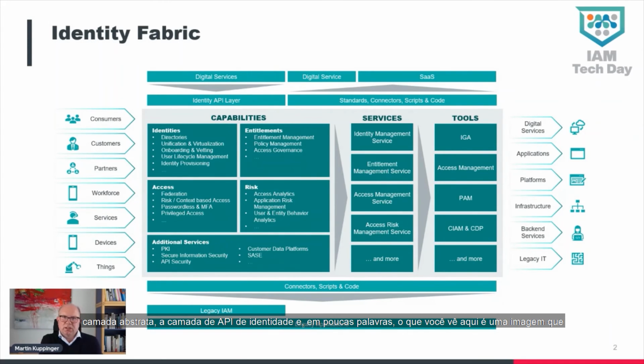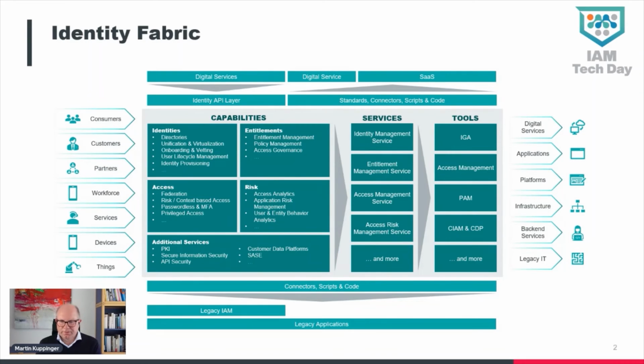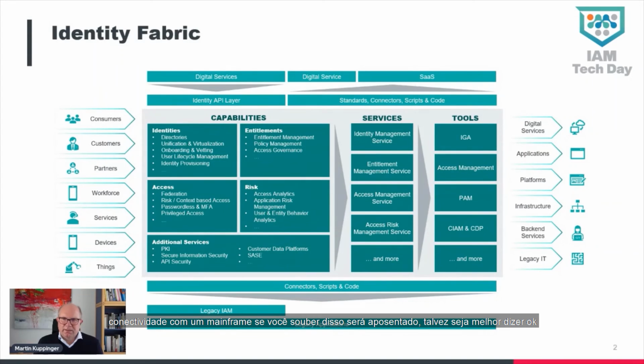And so in a nutshell, what you see here is a picture that provides you a perspective on how your identity and access management could look in future. And the way towards it is understanding, as I've said, which types of identities you have today and future, which types of services you need to deal with, which capabilities do you have, which are good, which do you need to expand, how do you deal with your legacy applications, shall you better integrate some legacy IAM instead of recreating a connectivity to a mainframe. If you know this will be retired, it might be better to say, okay, I leave the legacy in place until this is done. Or you say, I move it to my new system.